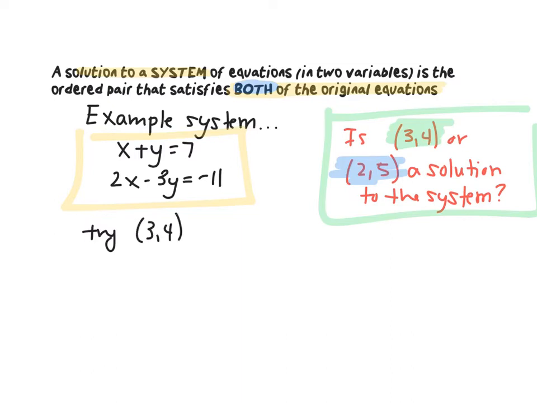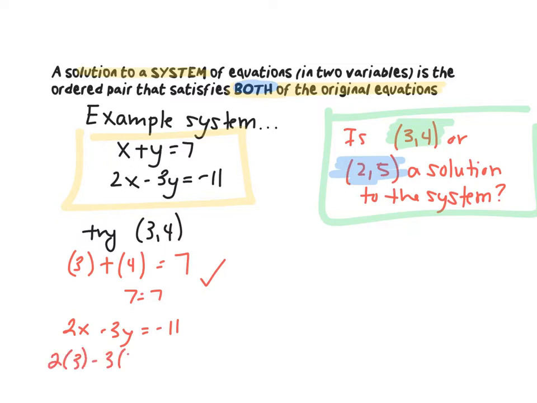So if it is a solution, we'd have to plug it into both. So instead of x plus y equaling 7, we'd plug in x is 3 and y is 4. So we do get that 7 equals 7, so it makes the first true, but it needs to make both of them true. So let's go ahead and try the second one. If I plug that in, 2 times 3 minus 3 times 4, well, that's going to be 6 minus 12, which is negative 6. And negative 6 is not equal to 11.